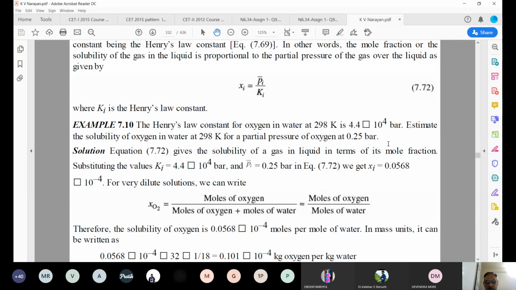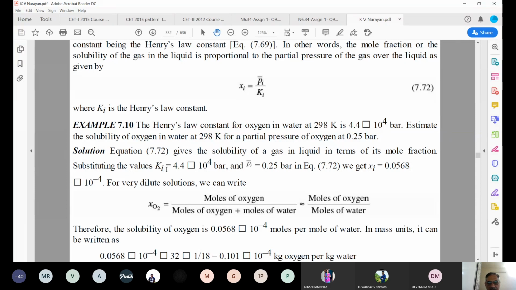So we have to find out solubility in water if Henry's law constant is given. We have seen that oxygen का solubility in water is very low. That's what we'll see now, right? Now this equation ये है Henry's law constant, Henry's law का equation. Equation 7.72 gives solubility of gas in liquid in terms of mole fraction.